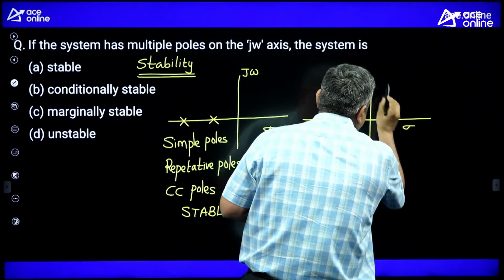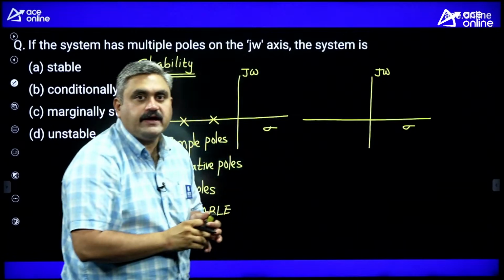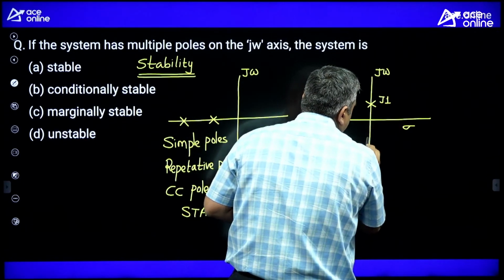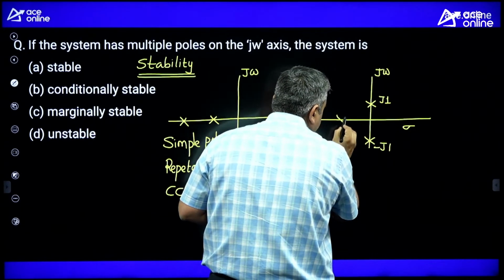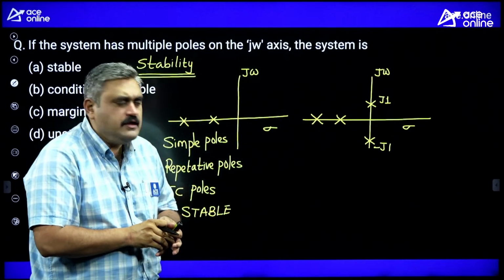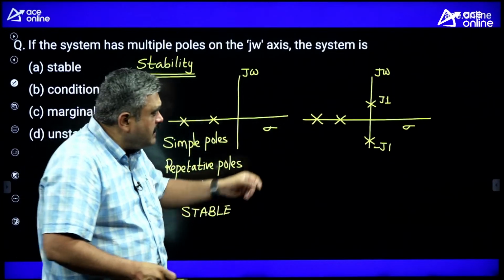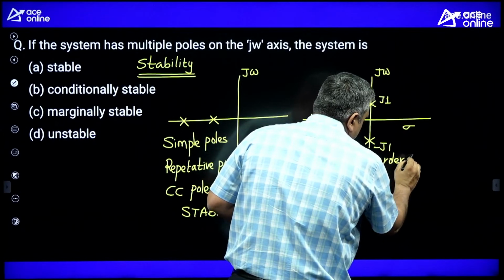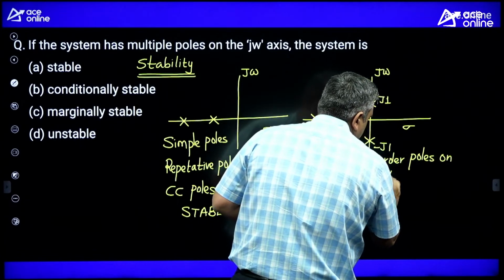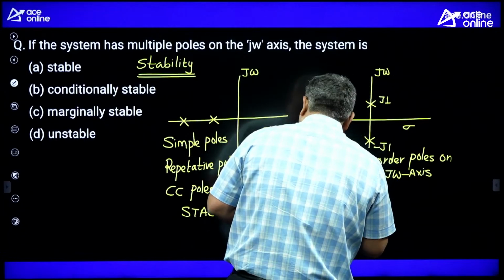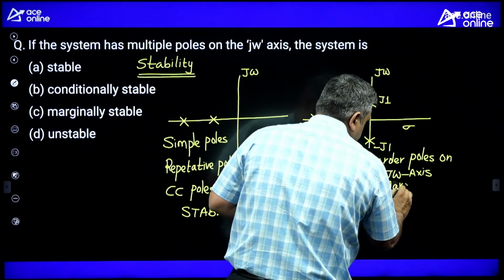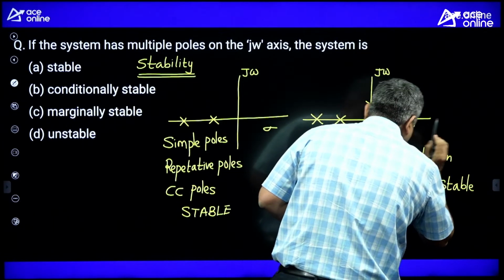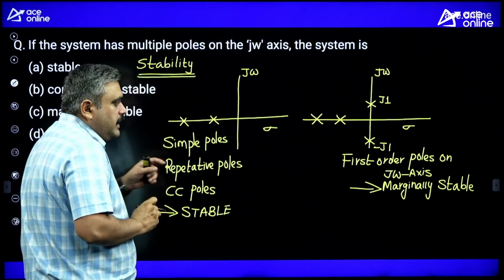Now, other than this, what is happening? Suppose you have a system with first order poles on the j omega axis. First order means to the power 1. That means there might be a pole at plus j1 and its complex conjugate pole at minus j1, and the remaining poles, whatever they are, might be in the left half. If the poles are in the left half, it is 100% stable. If the two first order poles are on the j omega axis, then the system happens to be marginally stable. All poles in the left half of the j omega axis: perfectly stable. First order poles located on the j omega axis: marginally stable. Over.